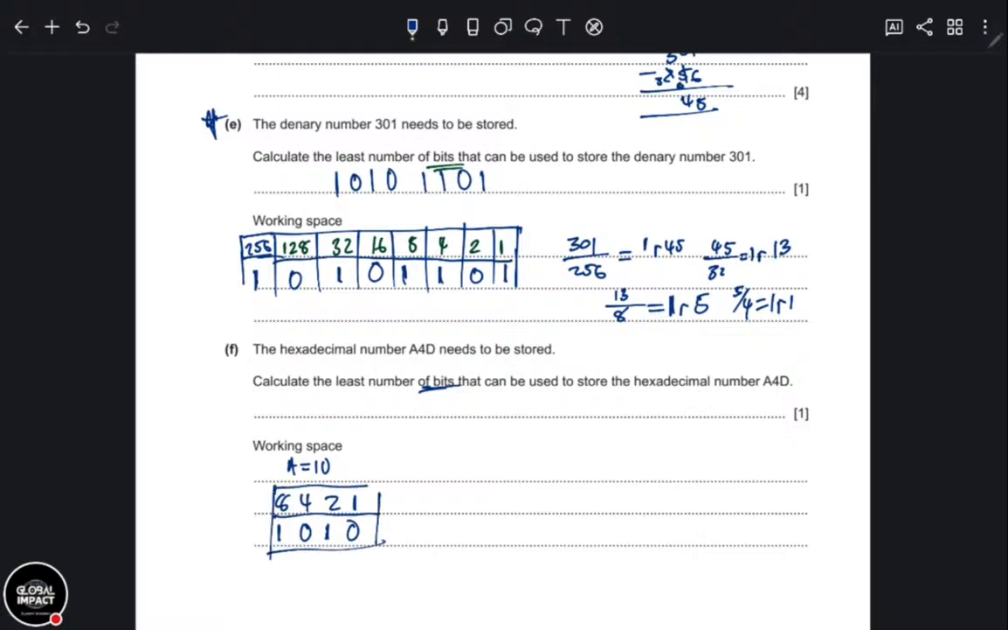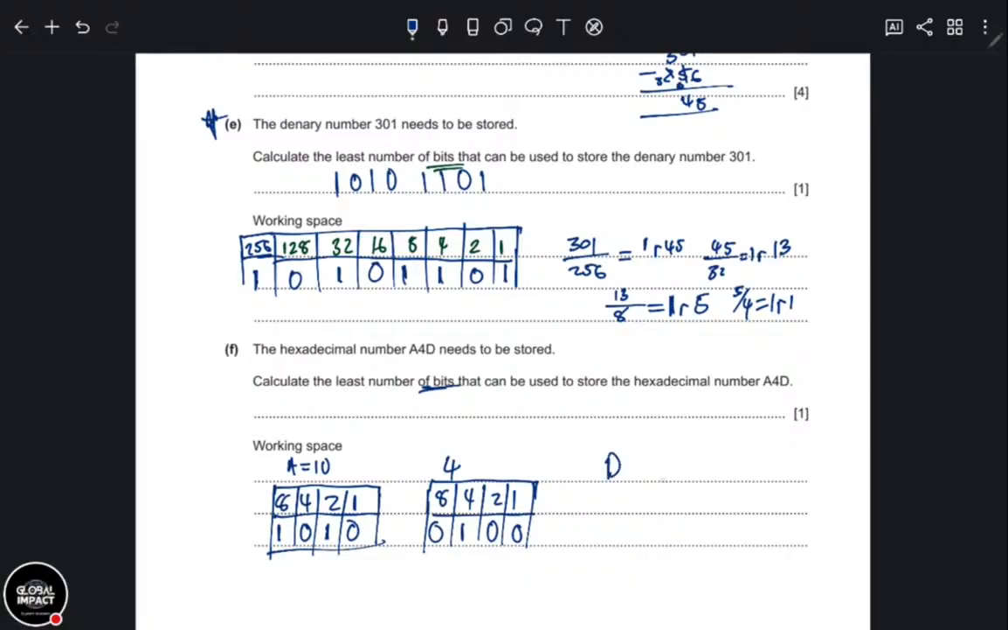Then let's put the other one. The other one is 4. So for 4, how do you get a 4? You say 8, 4, 2, 1. It's like this. 0 on 8, 1 on 4, 0 on 2, and 0 here.